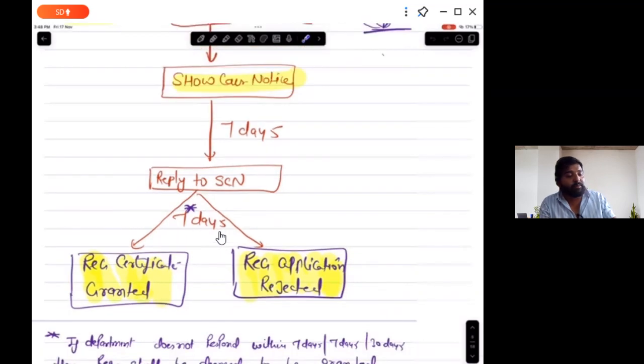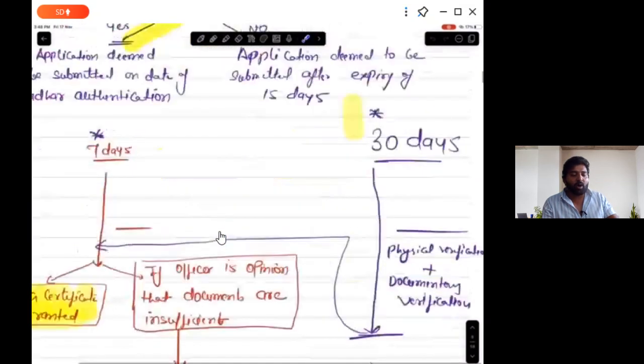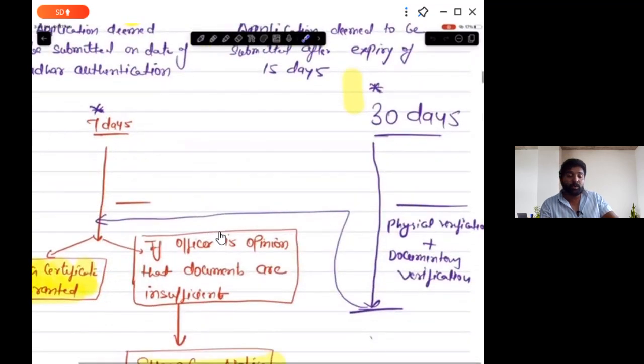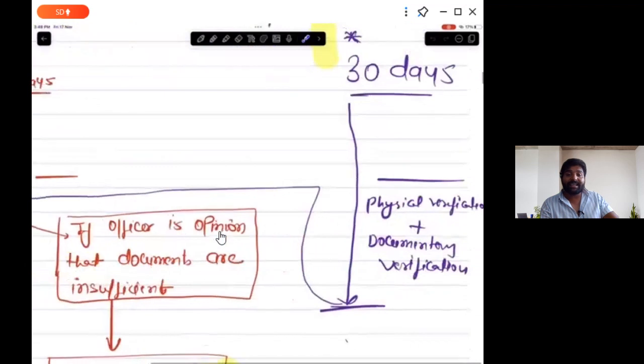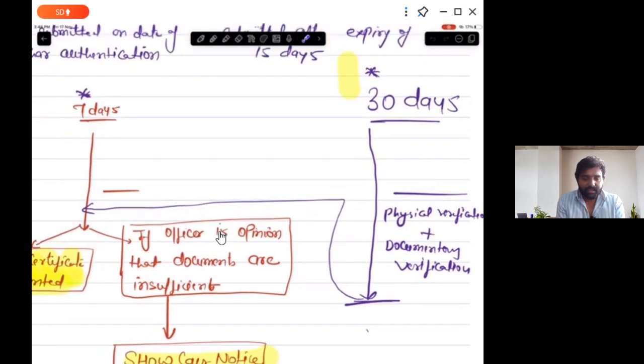Sir, what if I am not doing the Aadhaar authentication? If I'm not doing the Aadhaar authentication, then the department will respond within 30 days. Yes, that is the huge difference. The department will get 30 days because I am not doing Aadhaar authentication. So the department will physically verify my address. They will do all the verifications because I have not done my Aadhaar authentication. So they will get 30 days to do all the verification.